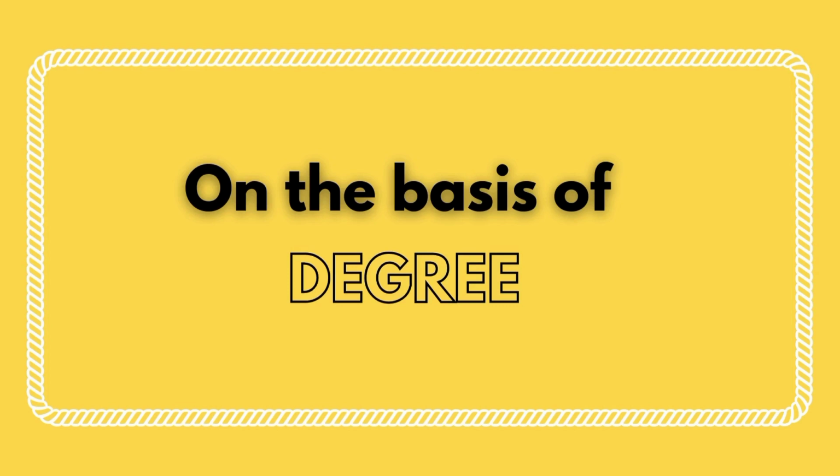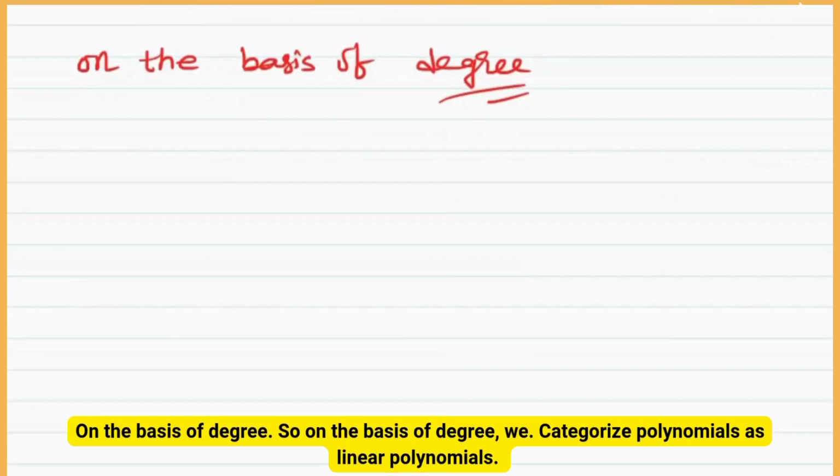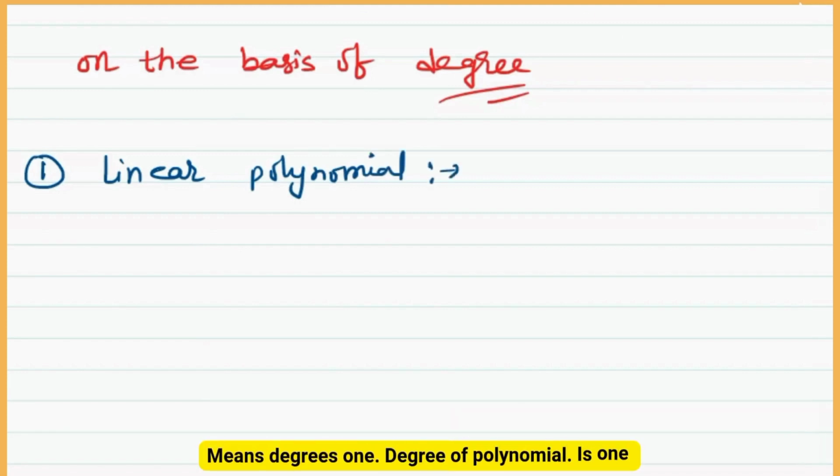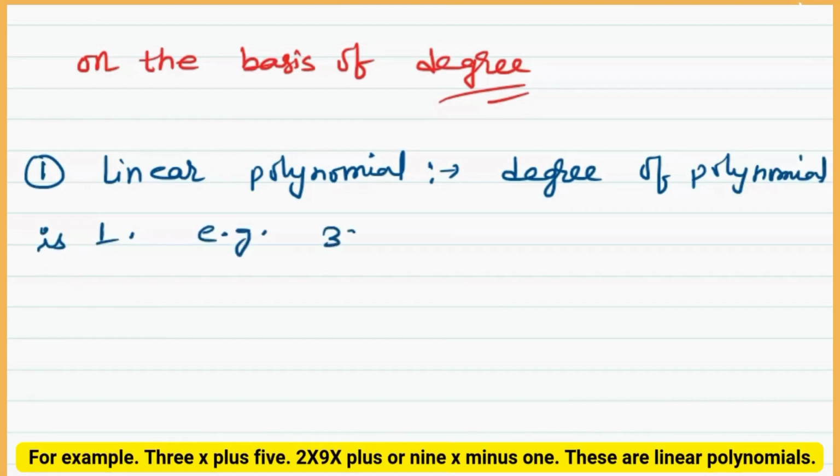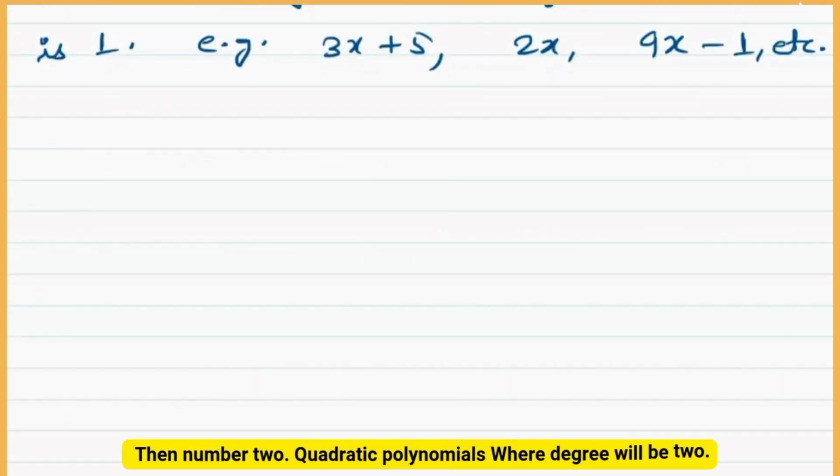Then on the basis of degree, we categorize polynomials as linear polynomials, meaning the degree of the polynomial is 1. For example, 3x plus 5, 2x, 9x minus 1. These are linear polynomials.